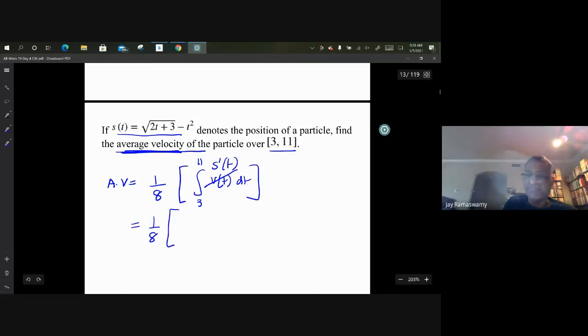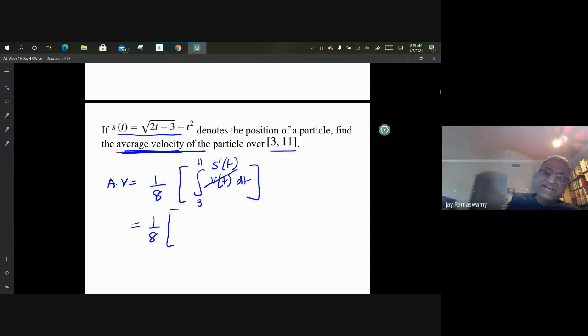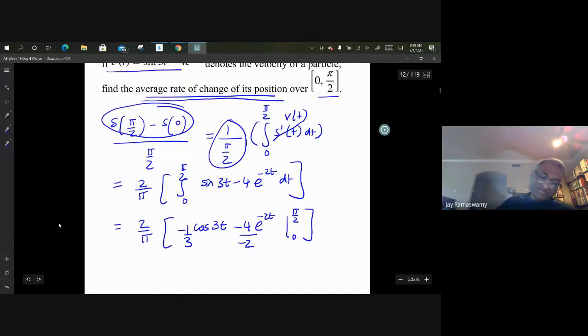Okay, Ms. Sarango, what are you writing? 1/8 bracket integral 3 to 11, and then would it be S of 11 minus S? This was the one I messed up on yesterday. No, guys, when you're going from one form to another, everybody look at the board. Look at the previous problem. It said S of something minus S of something.